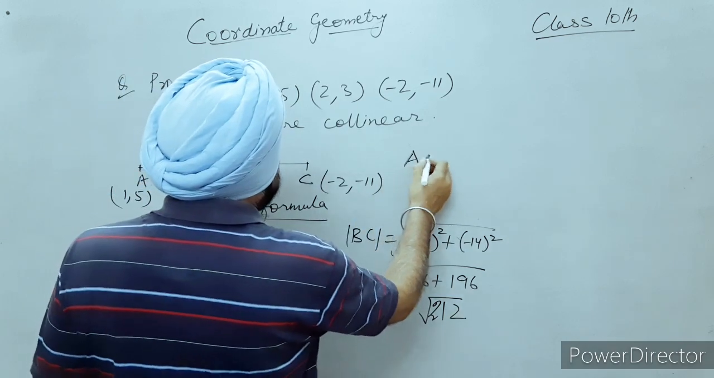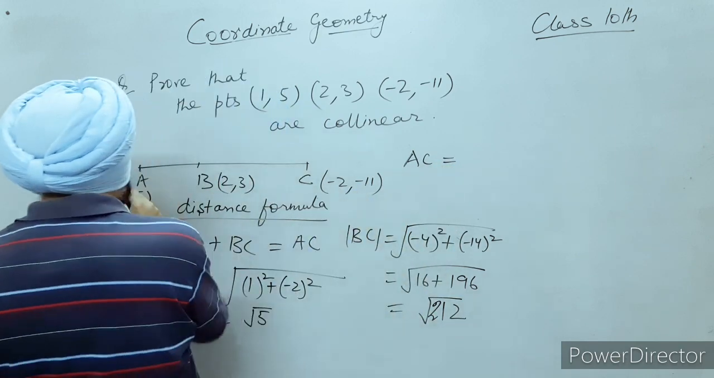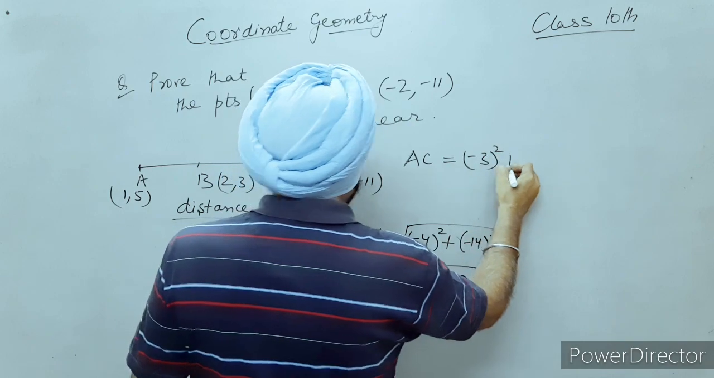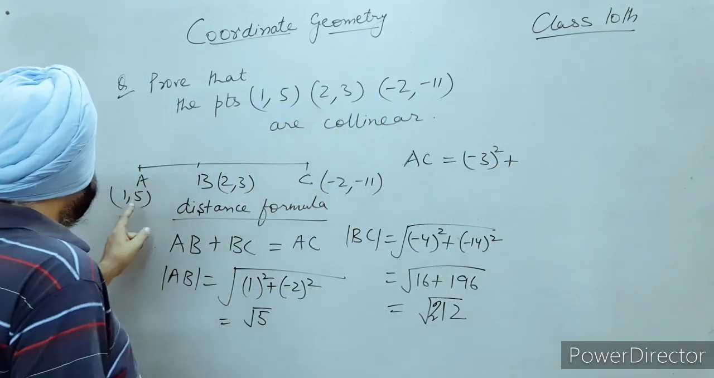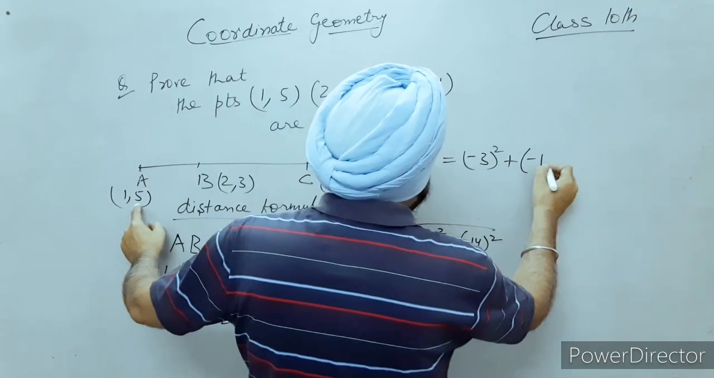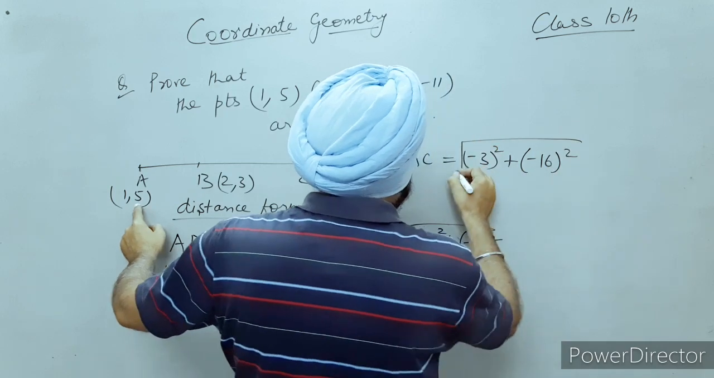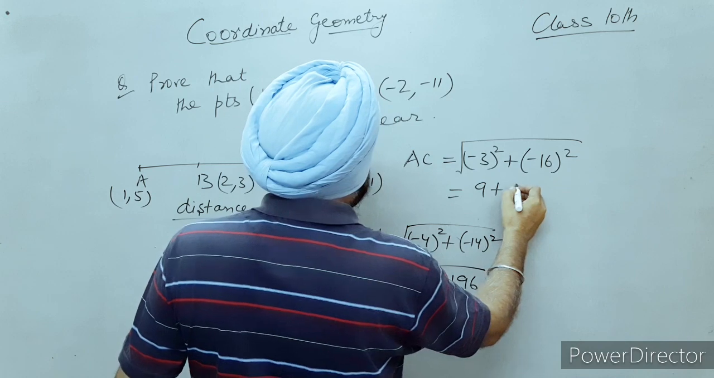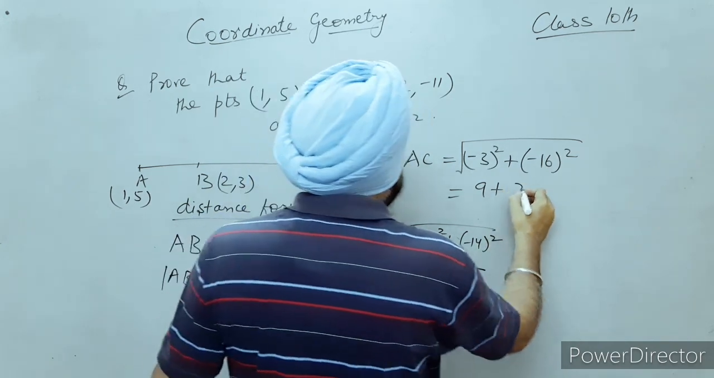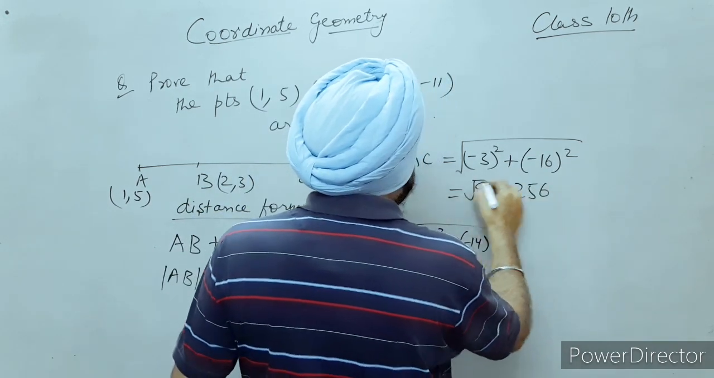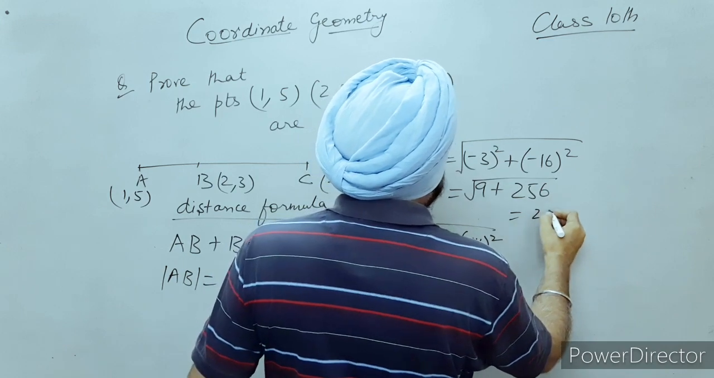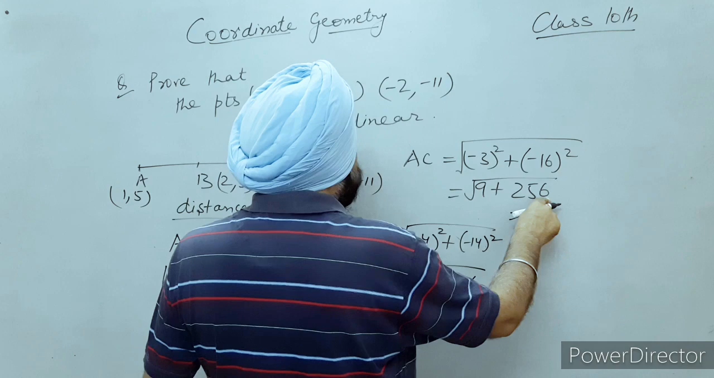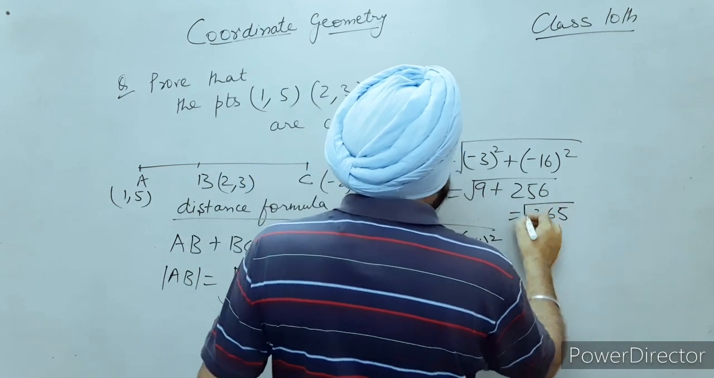Now let me find AC distance, that is minus 2 minus 1, minus 3 whole square plus minus 11 minus 5, minus 16 whole square under root. That comes out to be 9 plus 256 under the root. That is 265 under root.